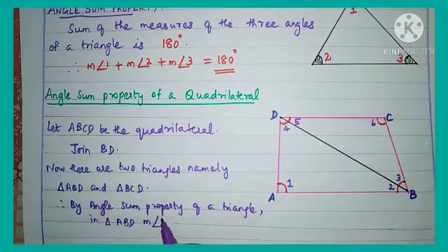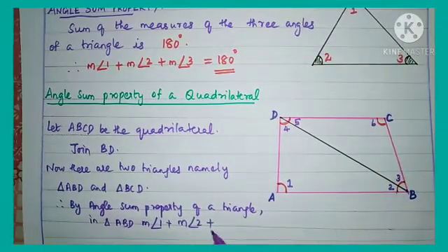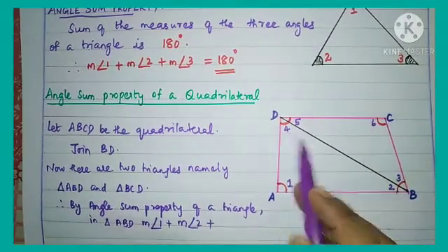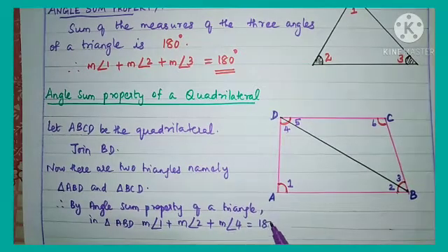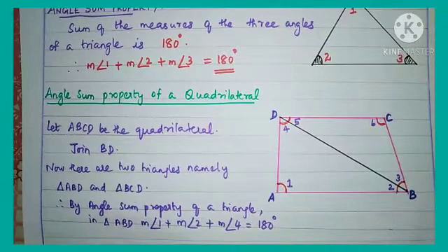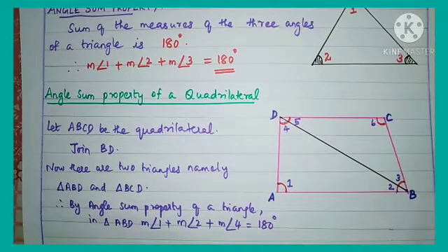What are the three angles here in this triangle ABD? Measure of angle 1 plus measure of angle 2 plus, what is the third angle here? Measure of angle 4 is 180 degrees. Since you know the angle sum property of a triangle, in this first triangle we got these three angles, and the total sum is 180 degrees.